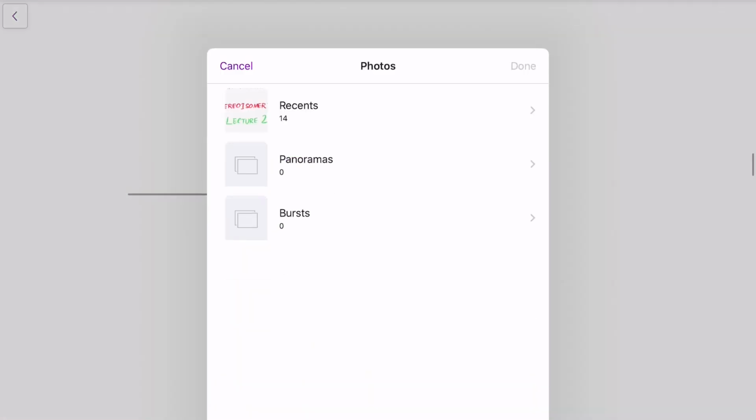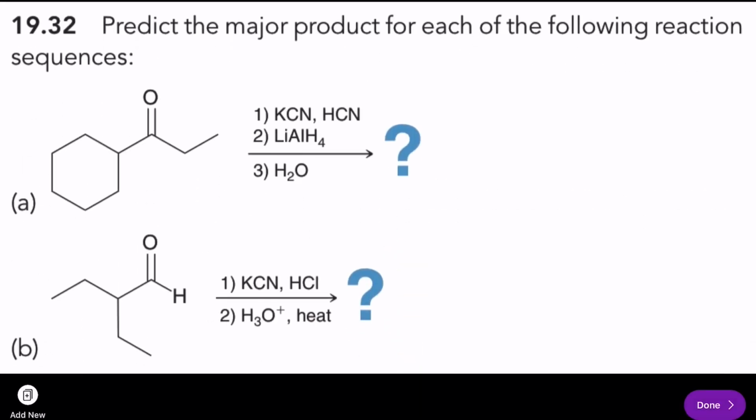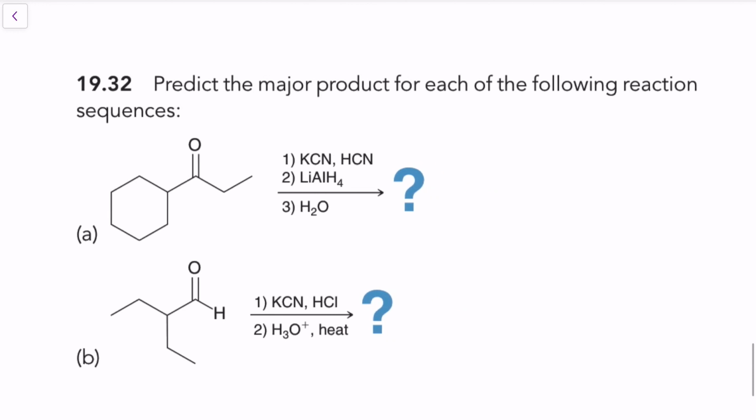So let's try some examples. Now pause the video right here and try to solve these problems. Notice that in the first part you're going to form a cyanohydrin. Second, they're asking you to reduce, so try to do it accordingly. In the second one you have cyanohydrin formation first, and then at last they're asking H3O plus, which forms a carboxylic acid. So those are your hints.